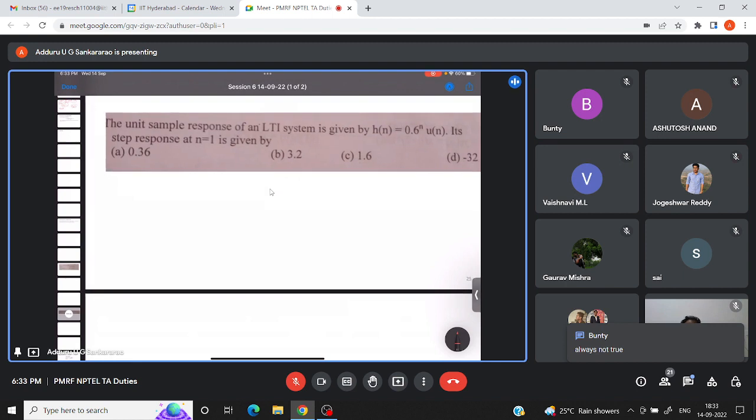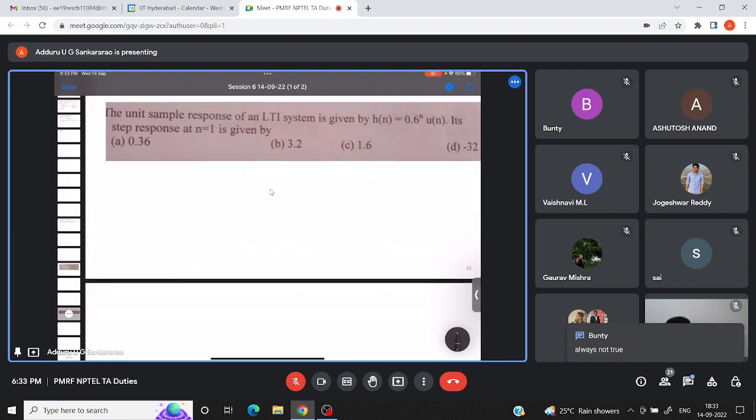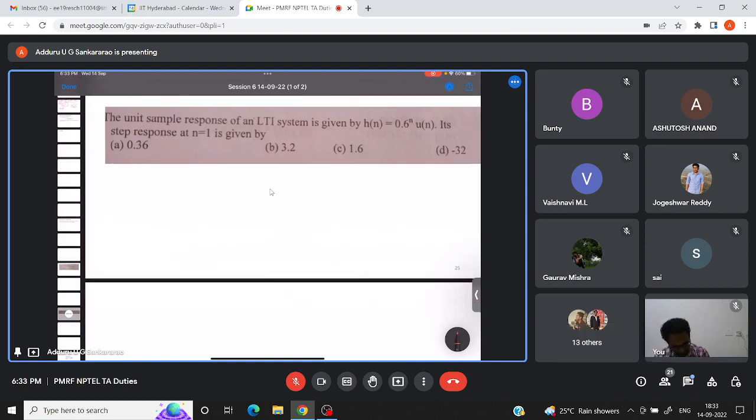Fine. Now another property of LTI systems we'll see now. Let us say you have an LTI system, and if we give an impulse as input, the output is nothing but the impulse response. Let us say, in the continuous case, if I give del of t as input, the output you get is h of t. That is the impulse response. For an LTI system, if you give an impulse as input, then what we get is the impulse response.